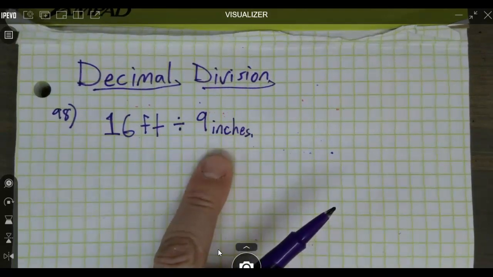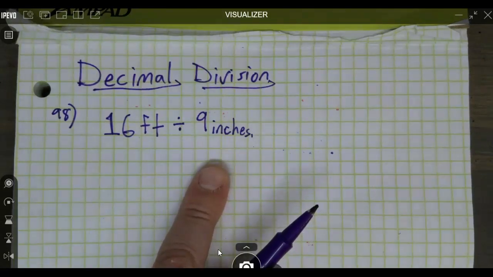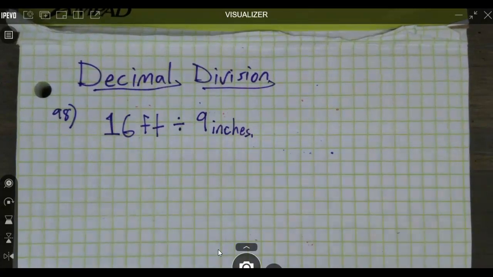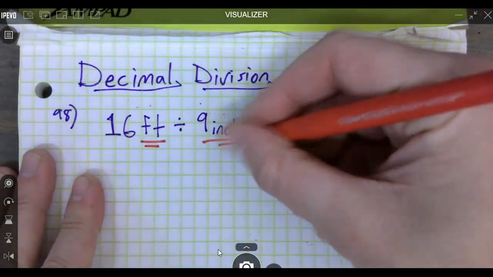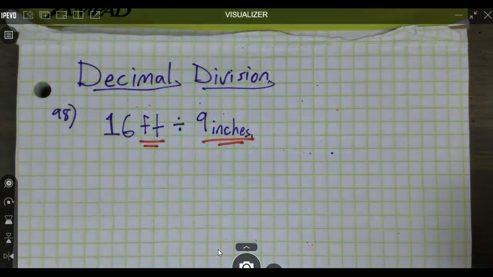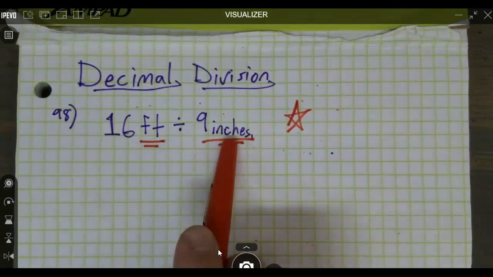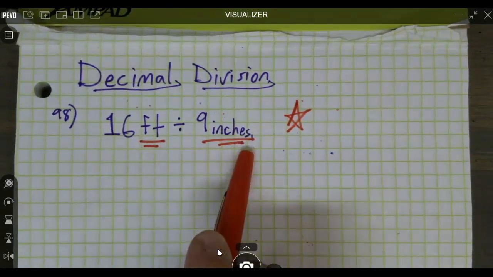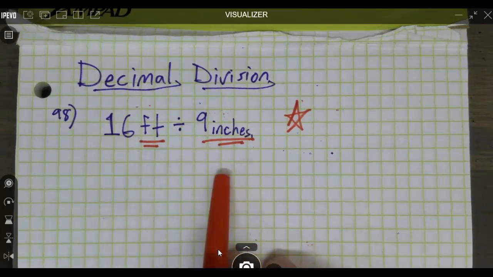Do you want to pass it off to somebody else? Yeah. Jack, what did you guys do first? We did 16 feet, and then we changed the feet and made an inch. Guys, you can't work in 2 different labels. This is also why the American system of measurement is silly. We have to convert one of these labels.